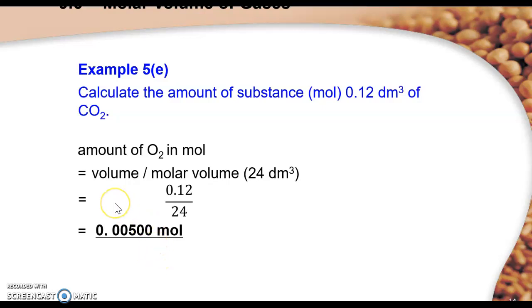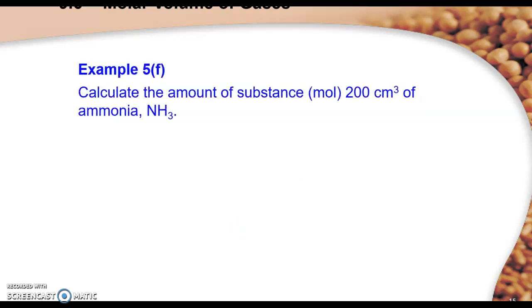Please take note that for now, if you're wondering whether we need to write the formula, you don't have to in exams. But because right now you're at the beginning stage, it is good to write down the formula to help yourself first. Now we'll move on to question 5F, which is to calculate the amount of substance. It's given that it is 200 cm cube of ammonia gas. If you like, you can pause the video and try the question first before I go through the example.